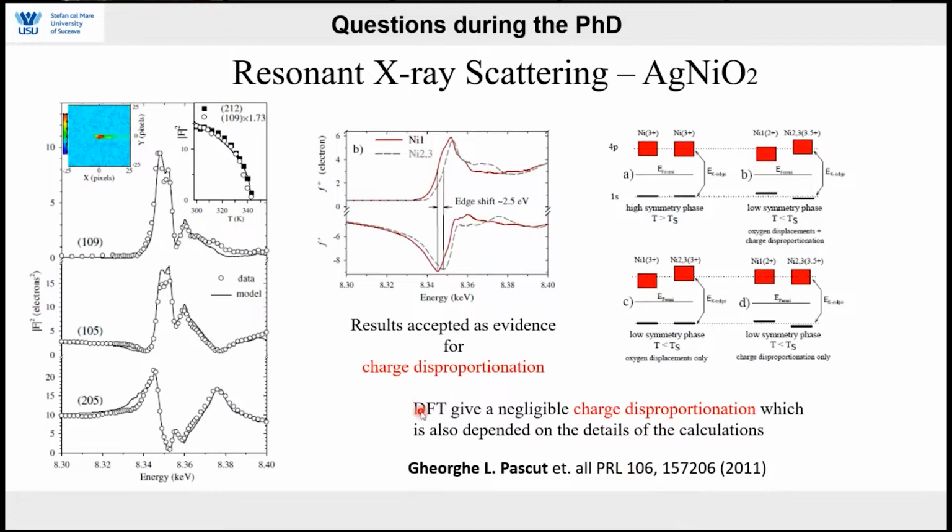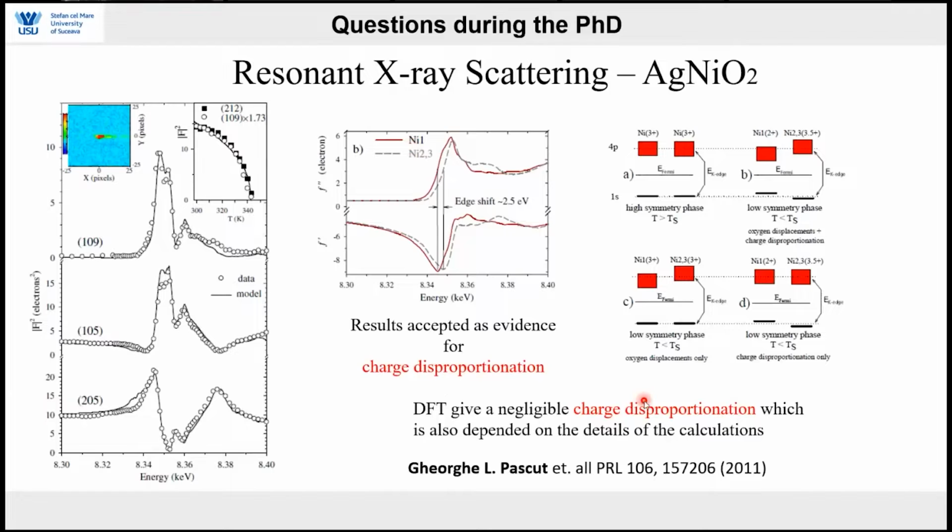Doing some DFT calculations, because of course, as an experimentalist, I was very curious: okay, what does the theory tell me? By doing DFT calculations, I did not get any charge disproportionation between nickel 1 and nickel 2 and 3. Doing all kinds of calculations at that particular time as a student, I could not find any difference of charge. And I had a second problem.